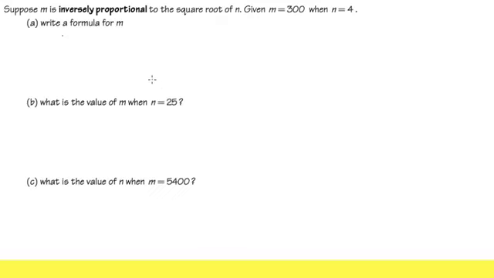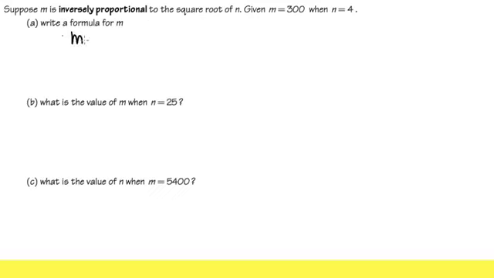Okay, for this question, we know that m is inversely proportional to the square root of n, given that m is equal to 300 while n is equal to 4. Based on this, we are going to find the formula for m first and then answer these two questions. So here we go. Of course, the keyword is inversely proportional, so let's go ahead and write this down.